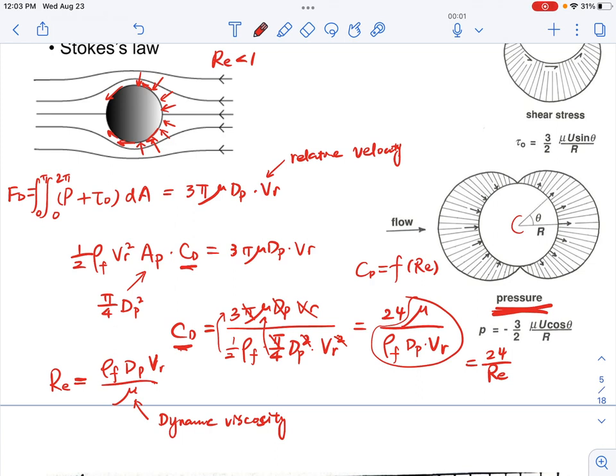For the air, specifically, under standard conditions, it has a value of around 1.9 multiplied by 10 to the minus 5 Newton second per meter squared.